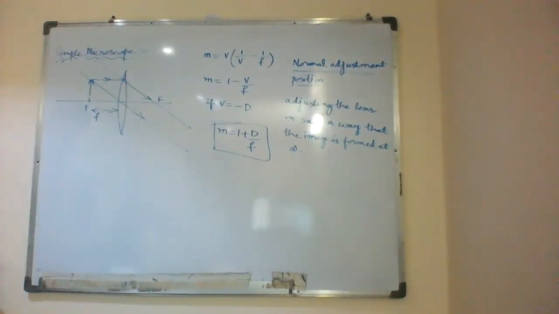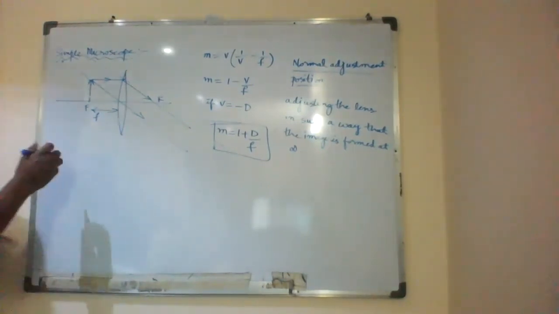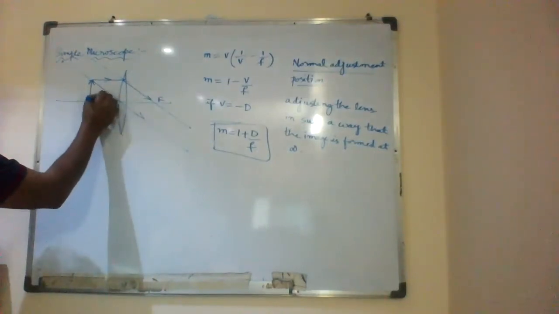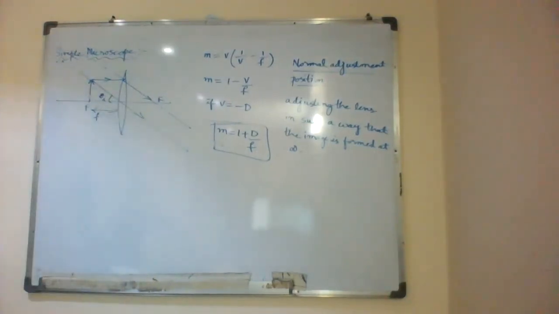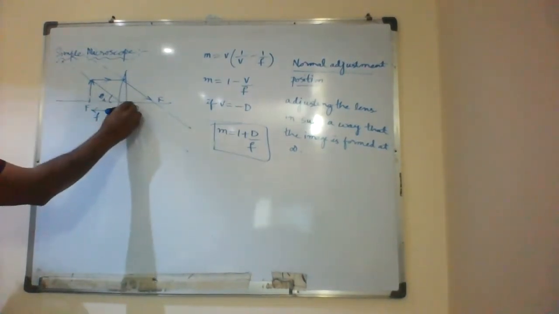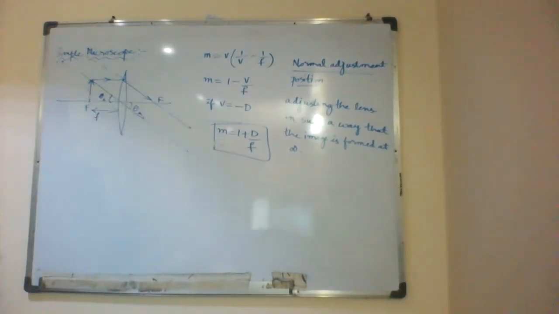So here we use this formula. Here we are writing theta I. The angle of incidence is theta I, and this is also theta I. Theta I is said to be the angle of incidence.